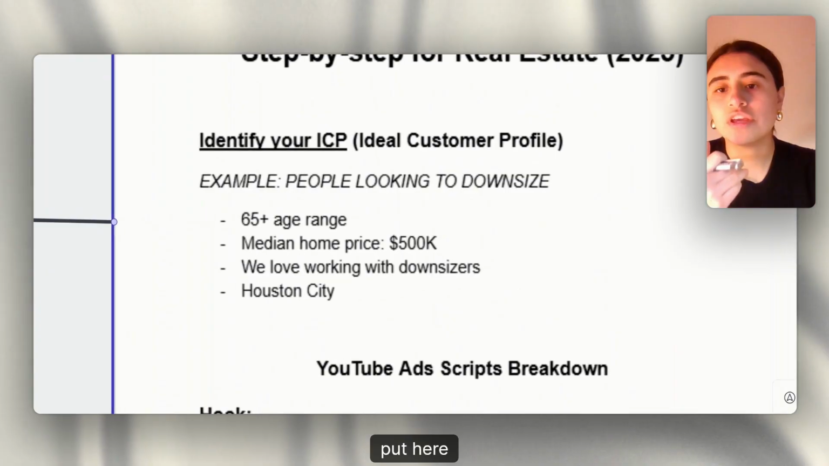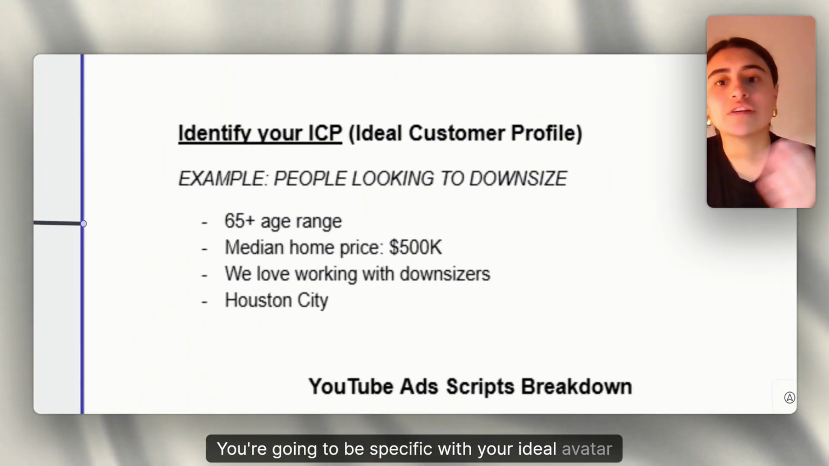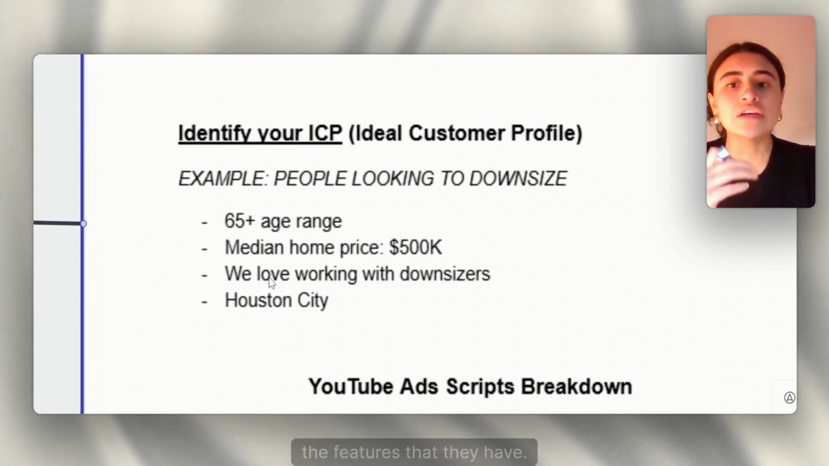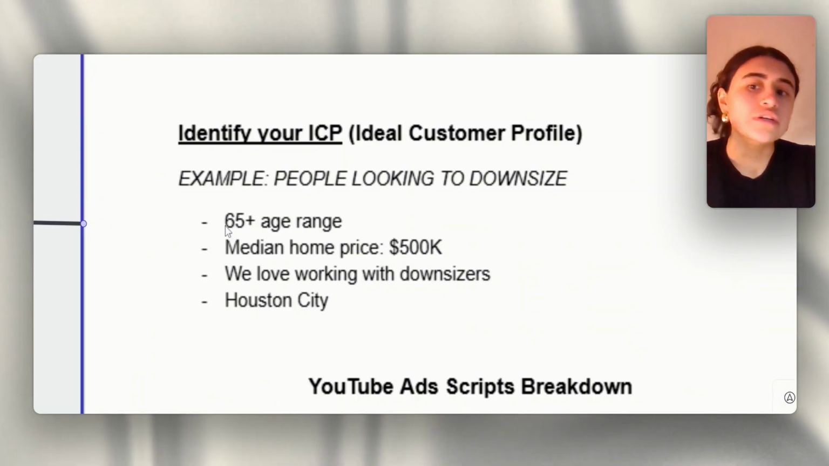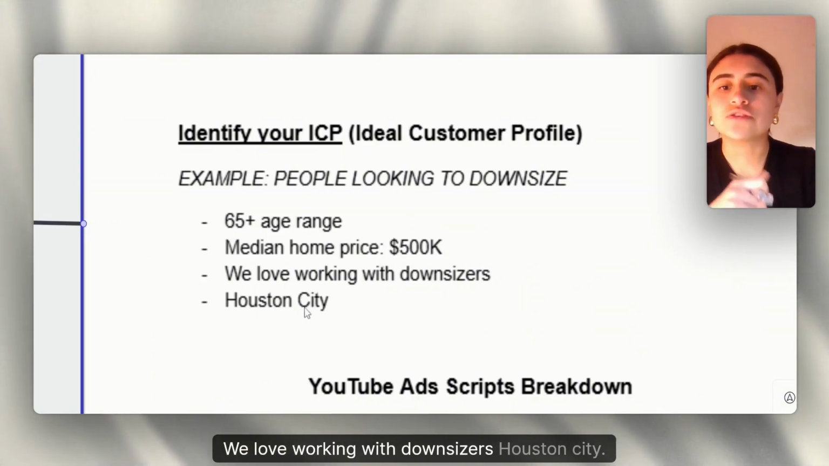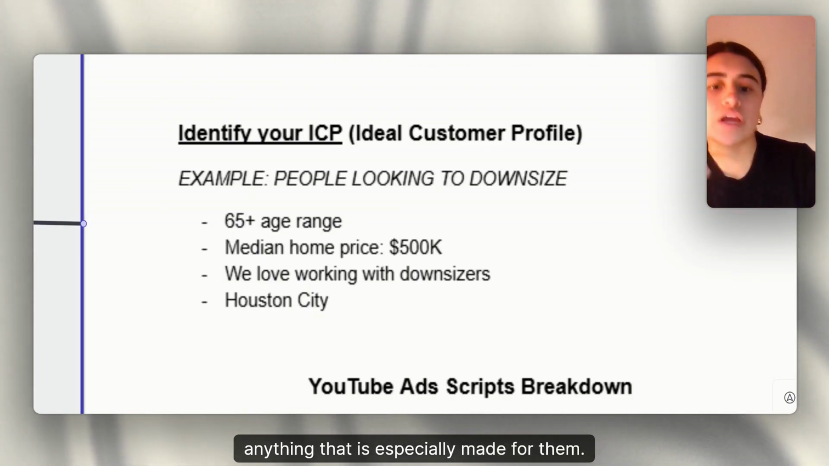So for example, I put here people looking to downsize. You're going to be specific with your ideal avatar that you're trying to reach out to. You're going to list the features that they have. For example, 65 plus age range, median home price, we love working with downsizers, Houston city. So anything that is especially made for them, right?